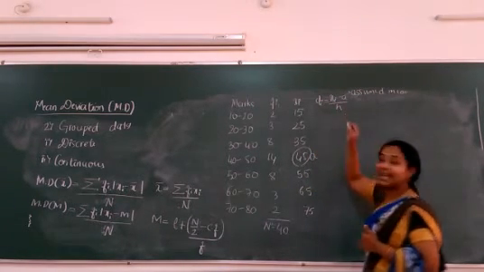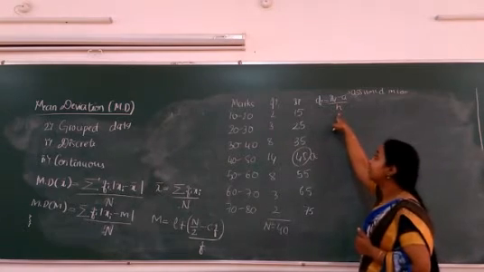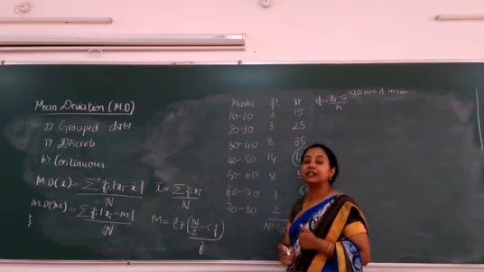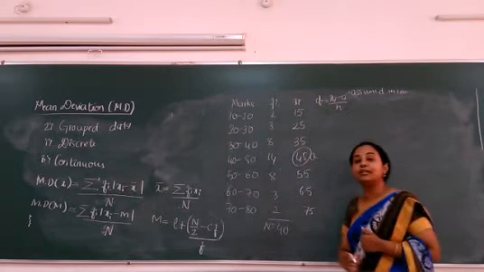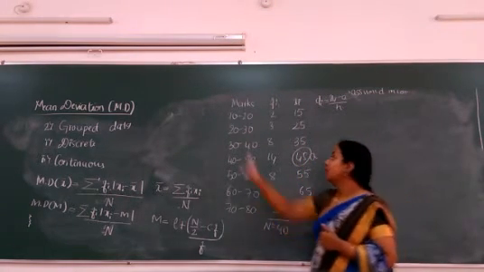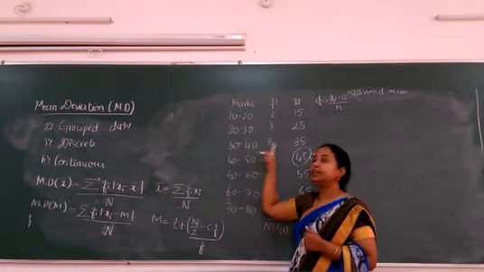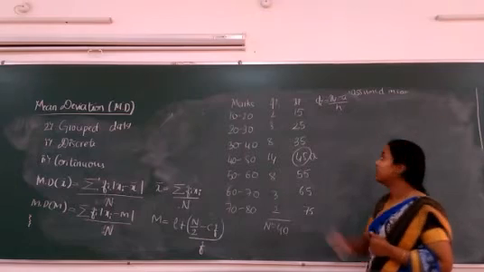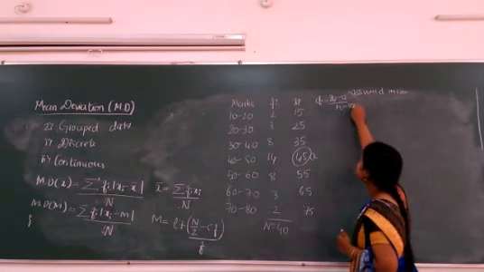Next, divided by h, it is written. h is nothing but the class interval width. Between 10 to 20, the width is 10. 20 to 30, 10. 30 to 40, 10. So everywhere the class width is 10. So h is equal to 10.